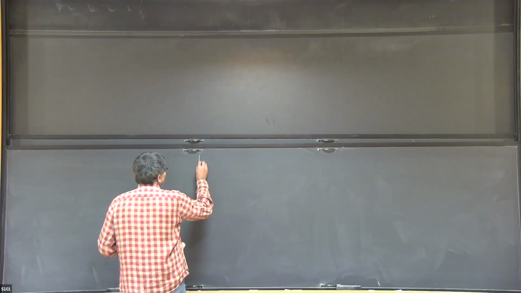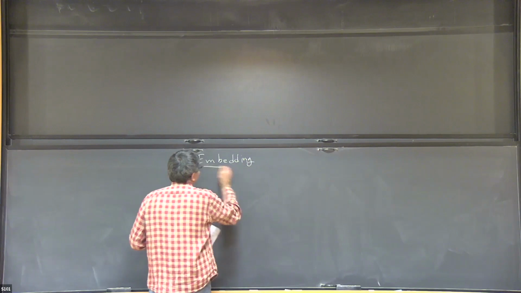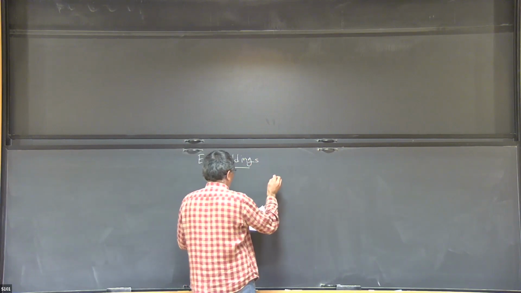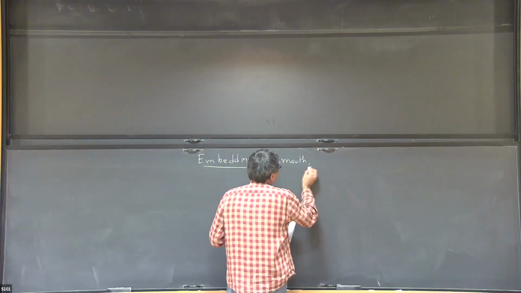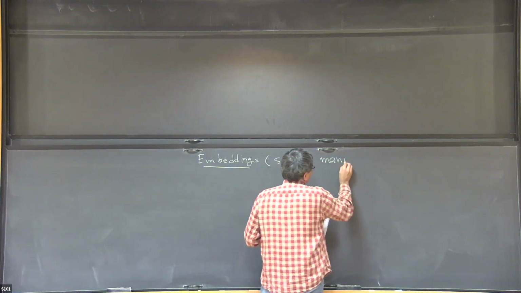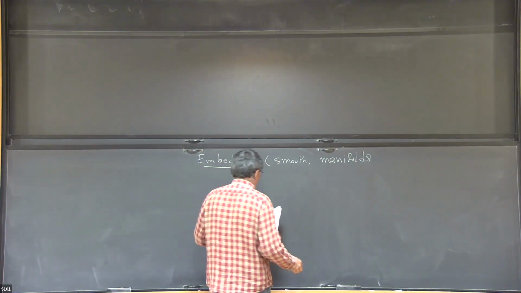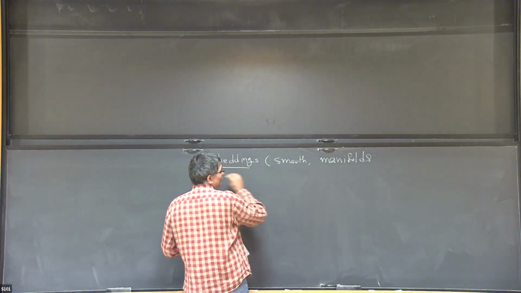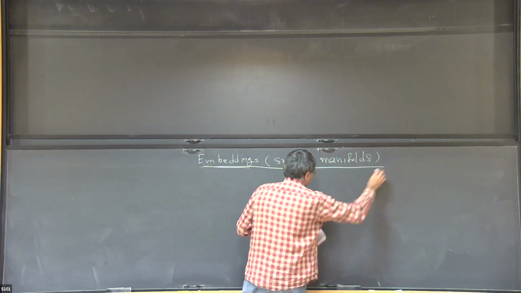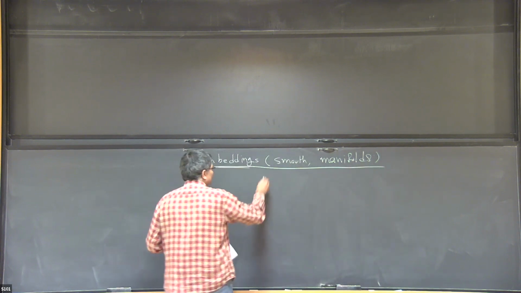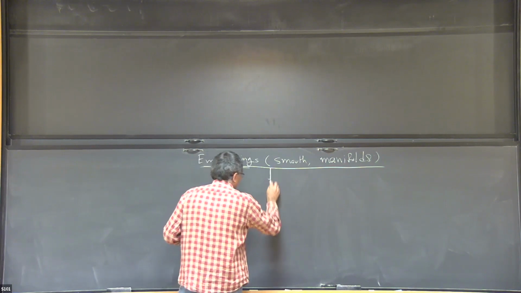I'm going to discuss embeddings, and of course, embedding is smooth, and of course, manifolds. And so I'm going to discuss two things.